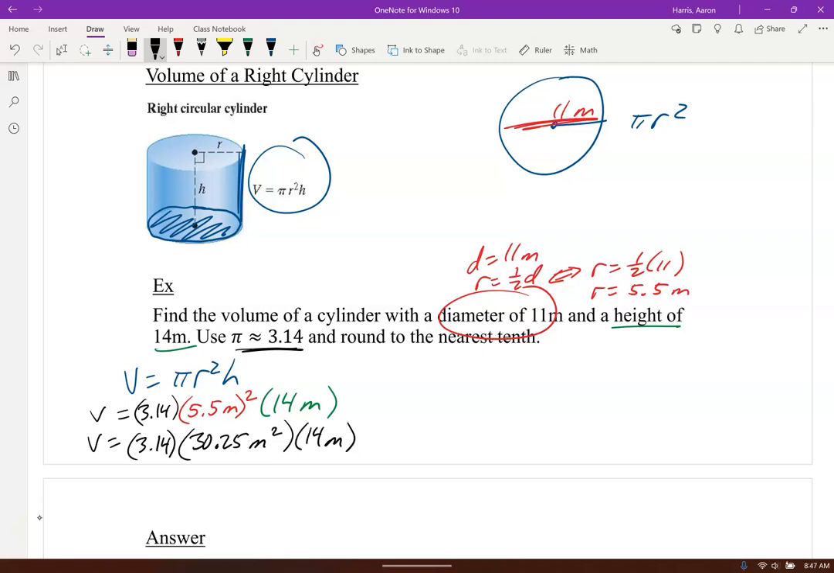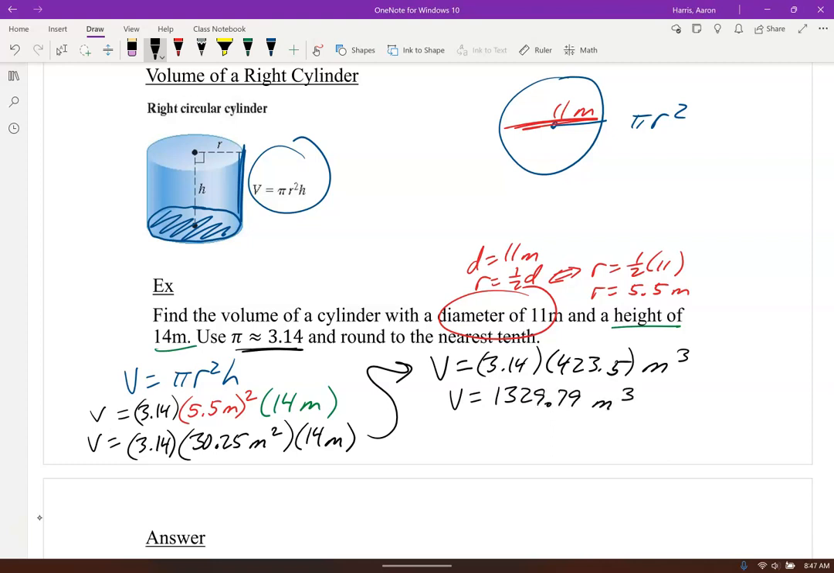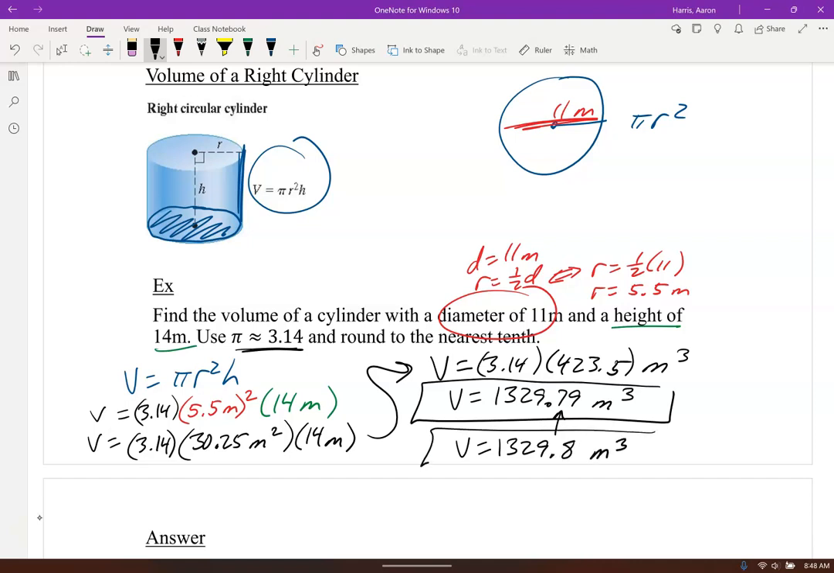Still got this 3.14, still got this 14 meters. So 30.25 times 14 is 423.5, and I have meters times meters squared, so now I'm in cubic meters. Lastly, I just multiply by 3.14, and I get a volume of 1329.79 cubic meters. It says round to the nearest tenth, I'm sorry, so I should have rounded that to 1329.8 cubic meters, because the 9 to the right of the 7 will bump that up.